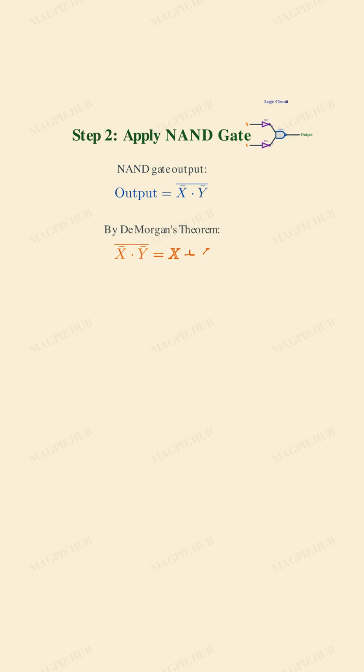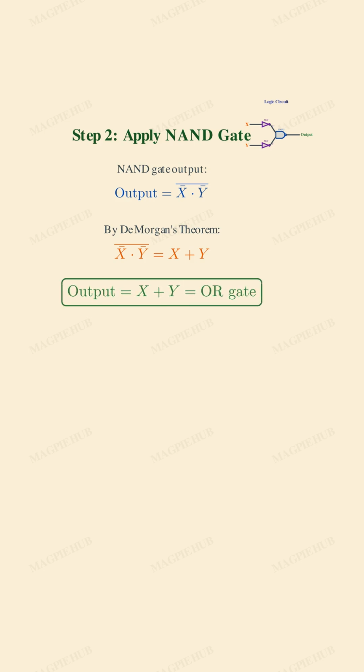Now, by De Morgan's first theorem, NOT of X bar and Y bar equals X plus Y. Here plus means OR. Therefore, the output of the entire circuit is simply X or Y. This circuit behaves as an OR gate.